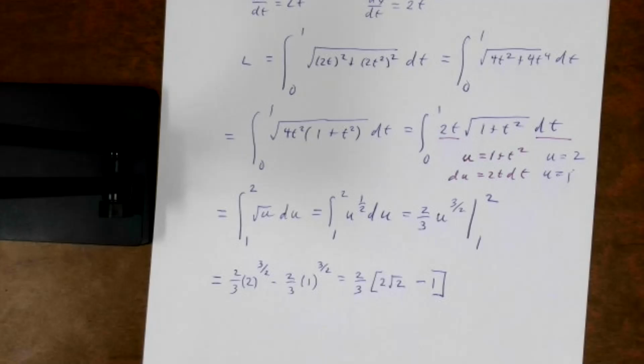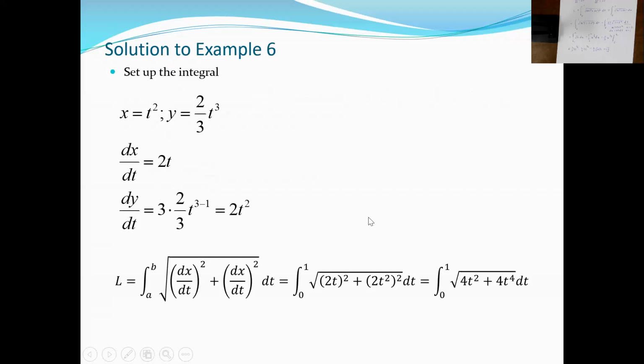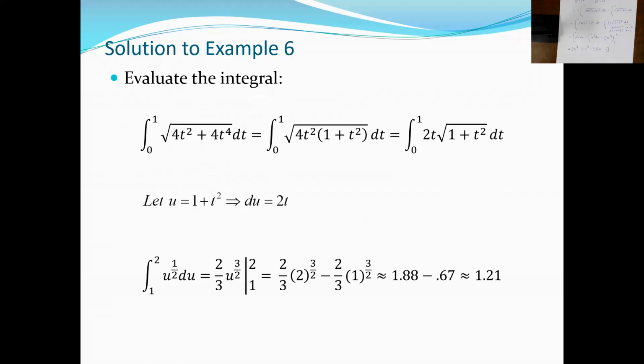And then going back to my solution, I didn't actually write this step in there, but as you can see, I got the same thing. I did the u substitution, and then changed my limits. If you want to convert this to decimal form, it's going to come out to about 1.21, and that would work as well. Even if you gave me this, that would be fine.